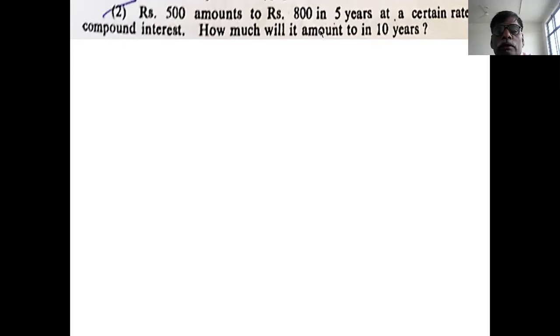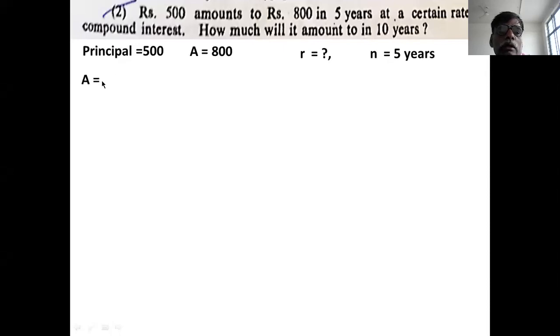Therefore, in the first step you calculate the rate of interest. In the second step, you calculate the amount at the end of 10 years, taking the principal, rate and interest. I dictated this problem in the previous class. So principal is 500, amount is 800, R is question mark, N is 5 years. This is the first step. In this first step, you calculate the value. Sorry, R you calculate.